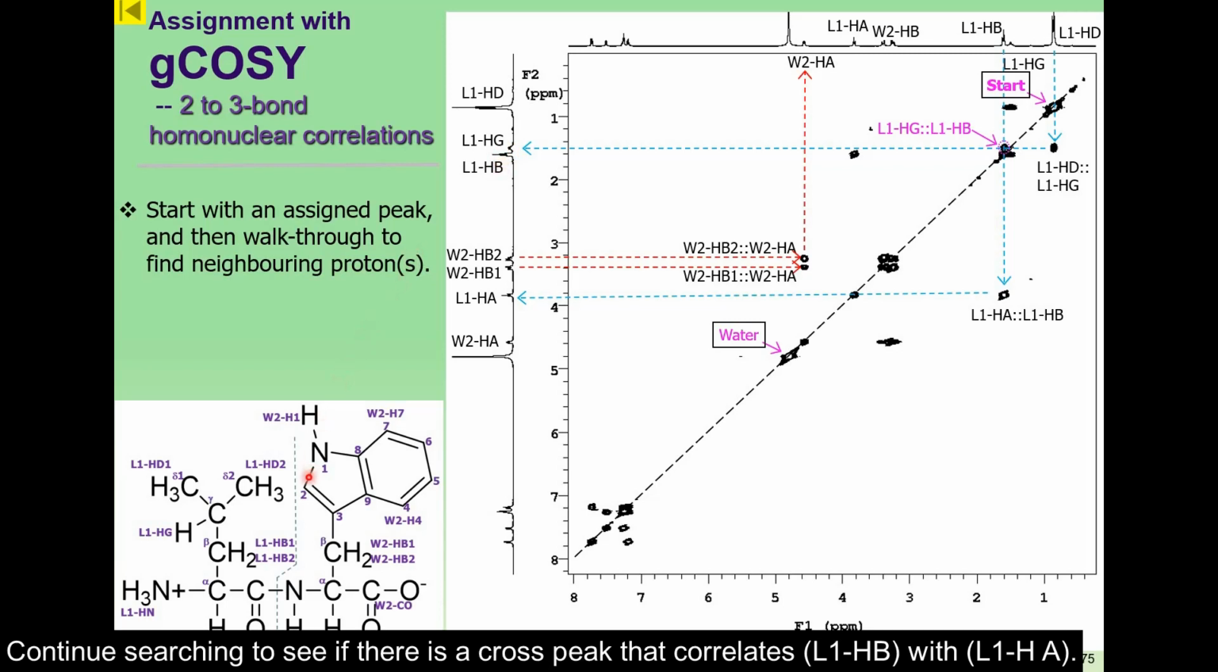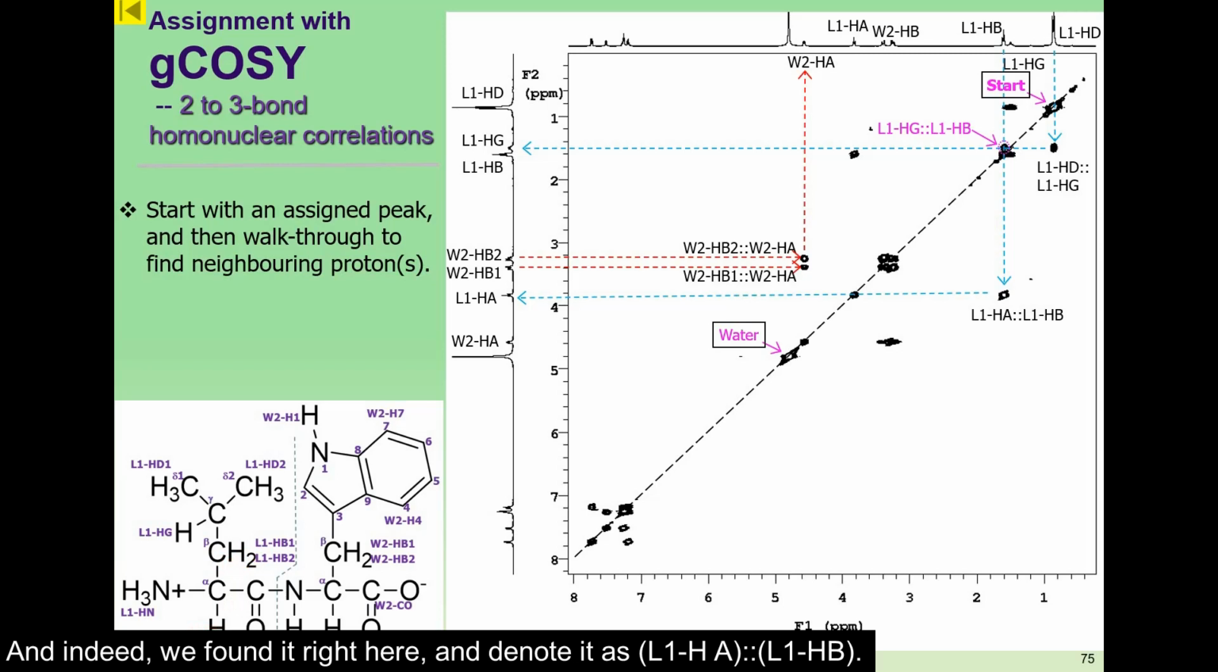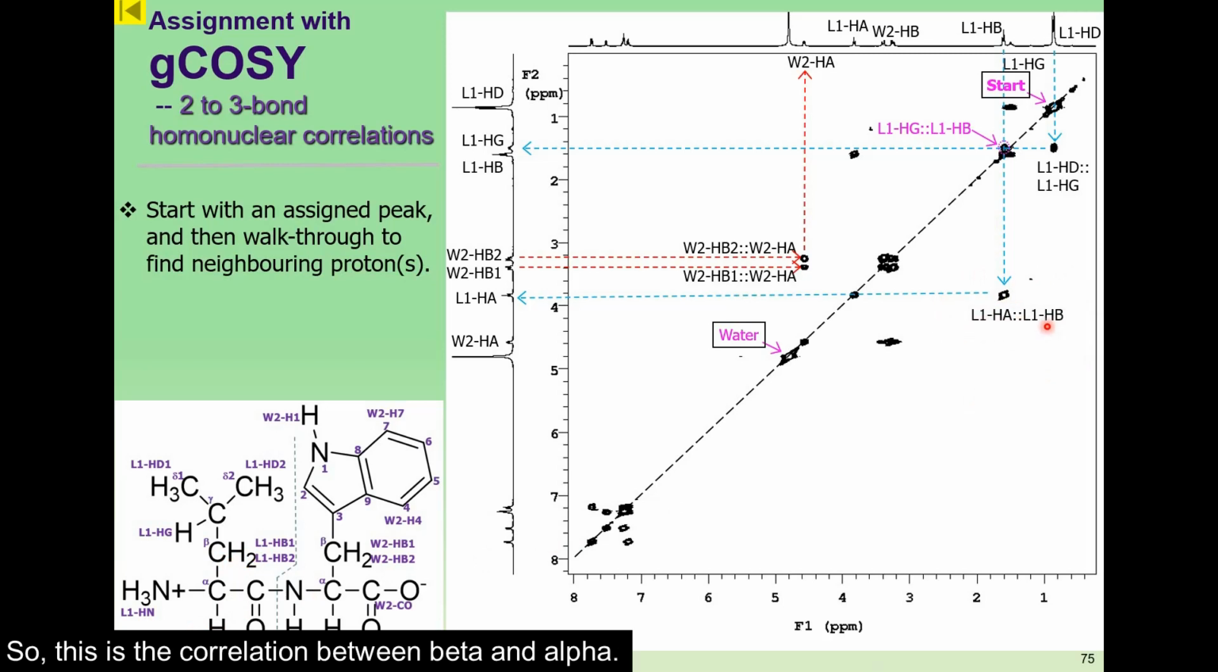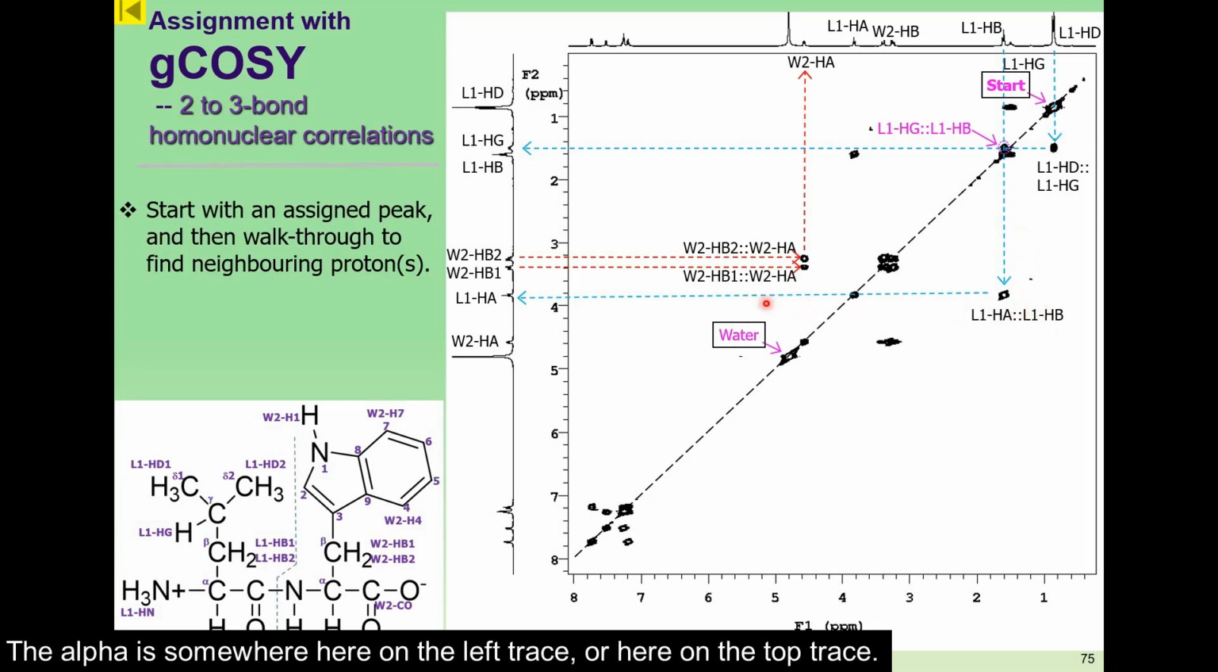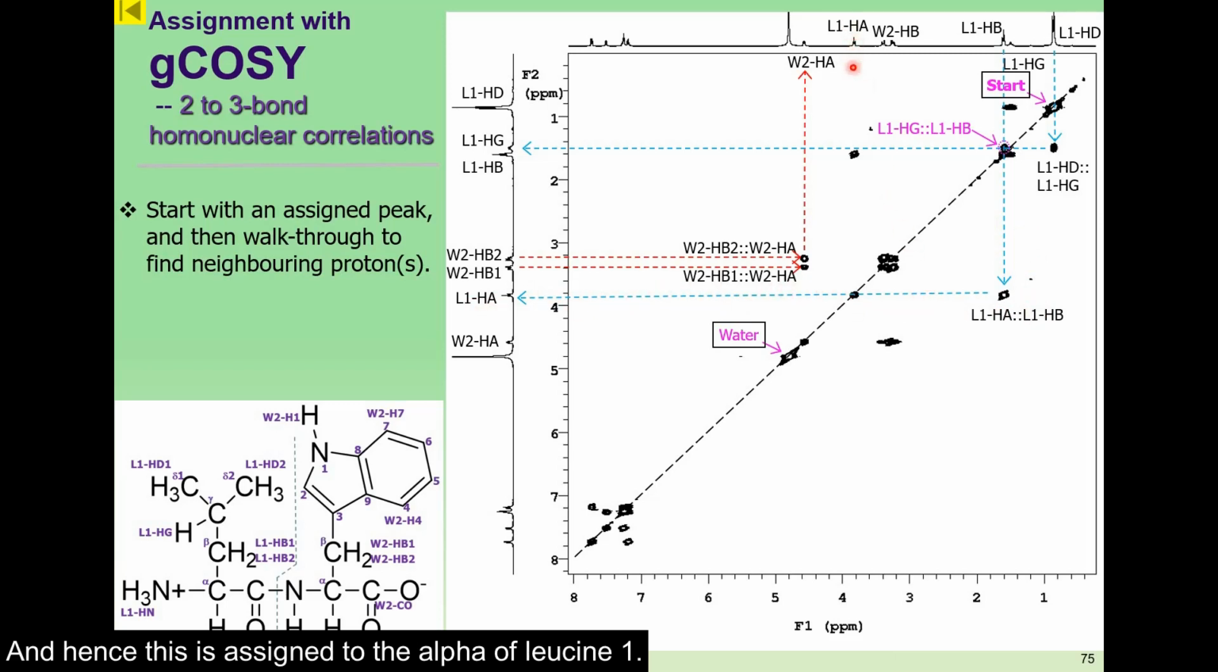Continue searching to see if there is a cross peak that correlates L1HB with L1HA. And indeed, we found it right here, and denote it as L1HA::L1HB. So, this is the correlation between beta and alpha. The alpha is somewhere here on the left trace, or here on the top trace. And hence this is assigned to the alpha of leucine 1.